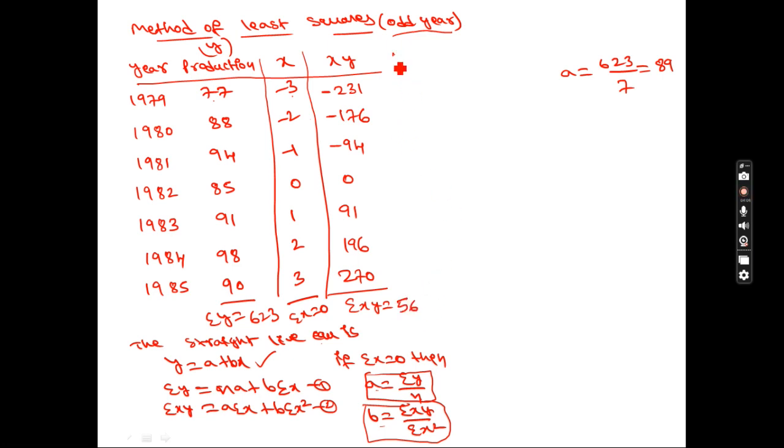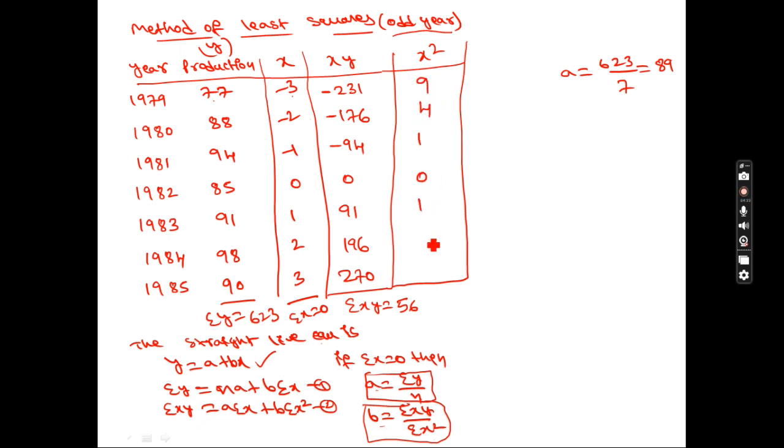Okay, so similarly, x square is also required to calculate the b value. Because of that reason we are doing x square. So what is it? Summation x square total: 3 square, you know, negative value is also becoming positive, 3 square means 9, 2 square 4, 1 square 1, 0 square 0, 1 square 1, 2 square 4 and 3 square 9. If you do the total of summation x square, you will get 28.